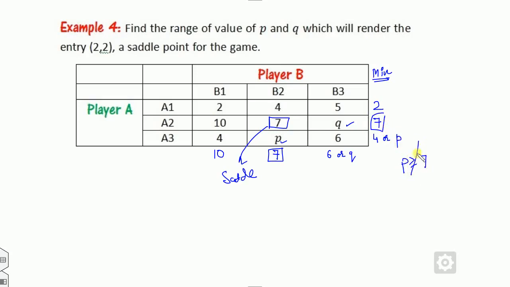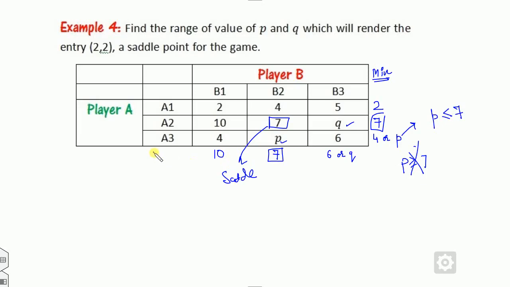It can't be. Because if it is so, then since this is the minimum value, you have to find the maximum among them. Then this value would be the saddle point. But 7 is the maximum, given to be the saddle point. So what is the range of P? It must be less than or equal to 7.